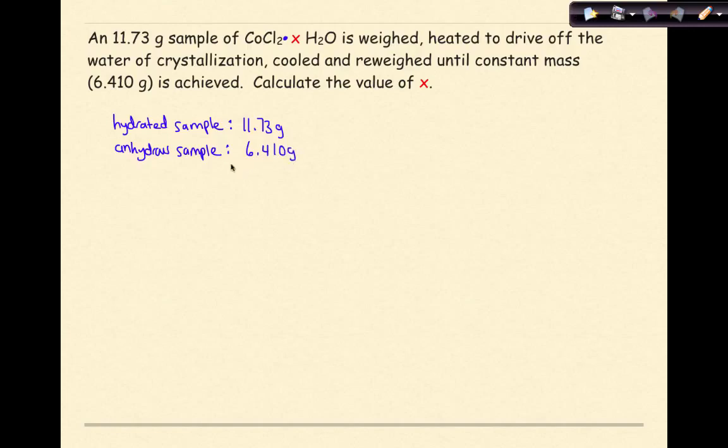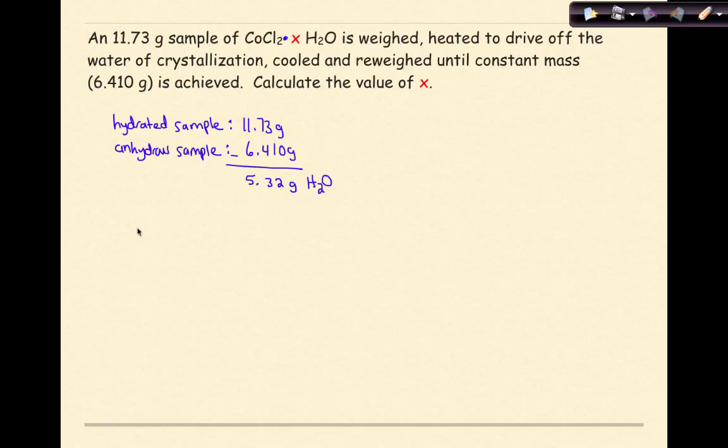And that is 6.410 grams. So the first thing that you're going to do is subtract these two. The sample with the water in it, the sample without the water in it, to basically figure out the mass of the water. And when we do that, we find that the mass of the water is 5.32 grams of H2O. So that's always going to be your first step, to subtract the anhydrous sample from the hydrated sample and get your mass of water.